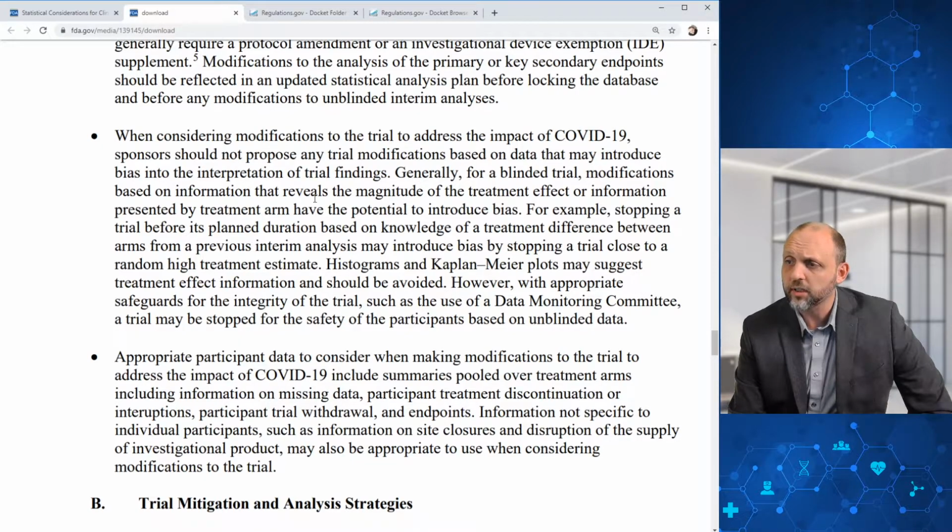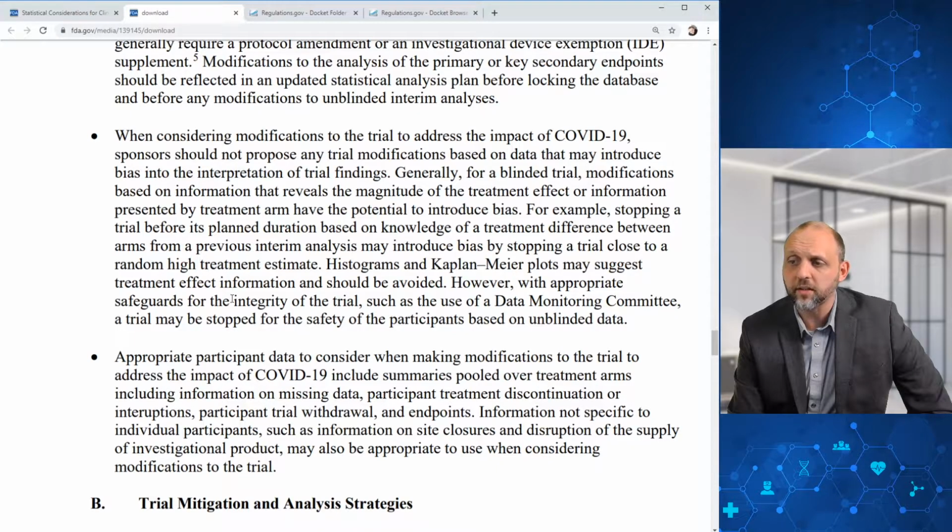And generally, modifications based on information that reveals the magnitude of the treatment effect or information presented by treatment arm have the potential to introduce bias. And here FDA gives an example that stopping a trial before its planned duration based on knowledge of a treatment difference between arms from a previous interim analysis may introduce bias by stopping a trial close to a random high treatment estimate. Histograms and Kaplan-Meier plots may suggest treatment effect information and should be avoided.